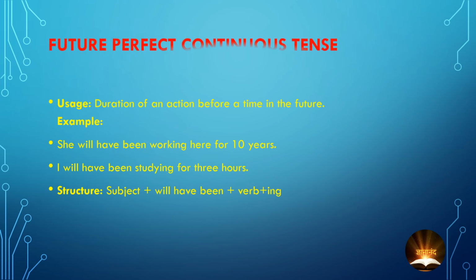Future perfect continuous tense. Use this tense to show the duration of an action up to a certain point in the future. For instance, she will have been working here for 10 years, or I will have been studying for 3 hours.